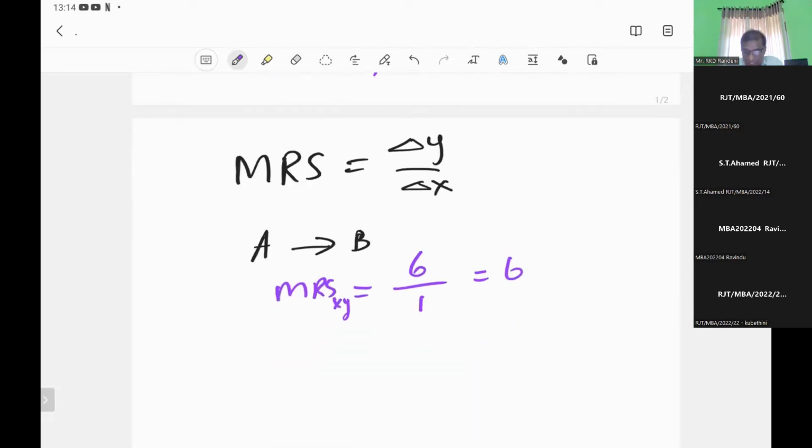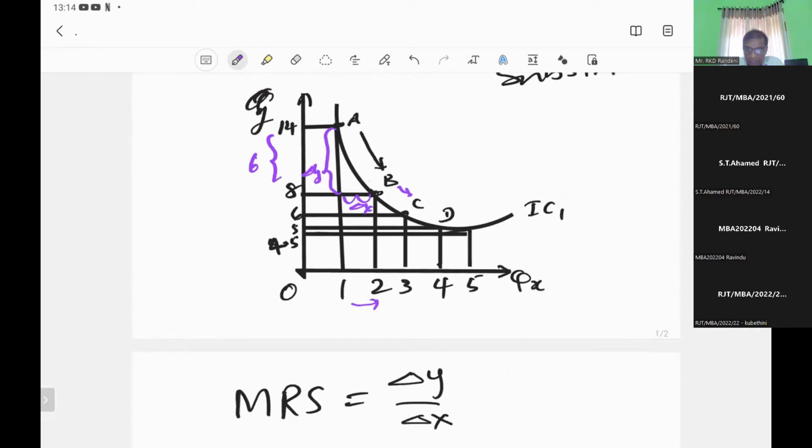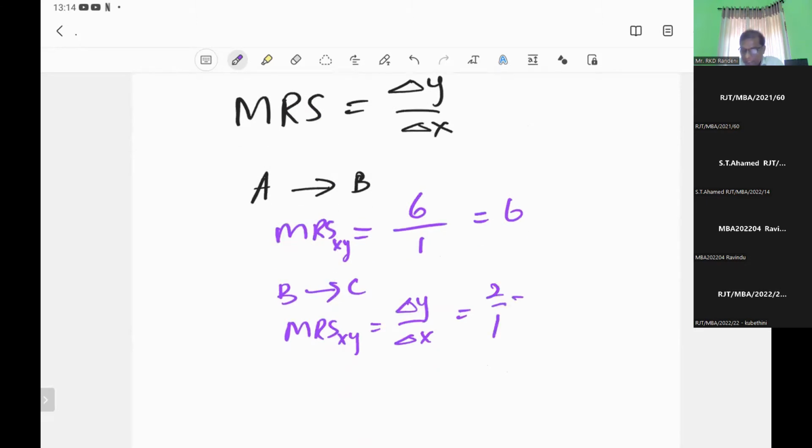Now for B to C, the MRS of X for Y is delta Y divided by delta X. That means delta Y here, from B to C, is 2. 2 divided by 1, the answer is 2. Earlier it was 6, now it is 2.